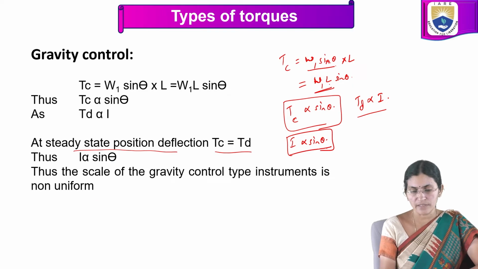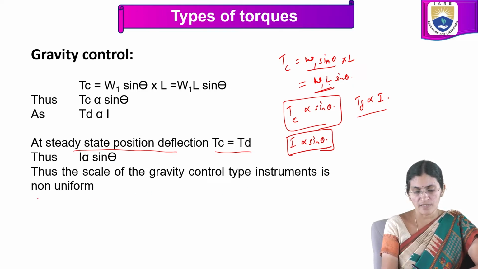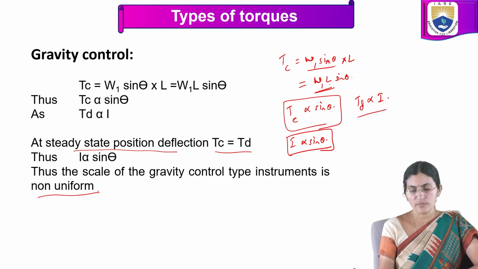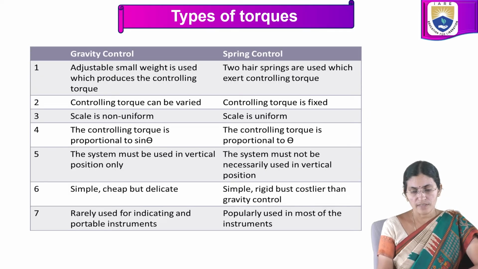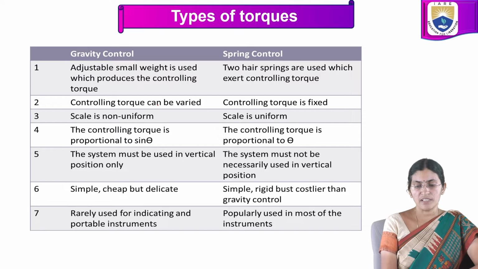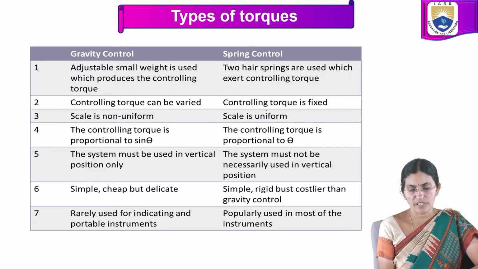So these are the instruments. In gravity control type of instruments, the scale is non-uniform, whereas for spring control instruments, the scale is uniform. For gravity control, the scale is non-uniform. It is cramped at the lower end. So let us see some of the differences between gravity control and spring control.